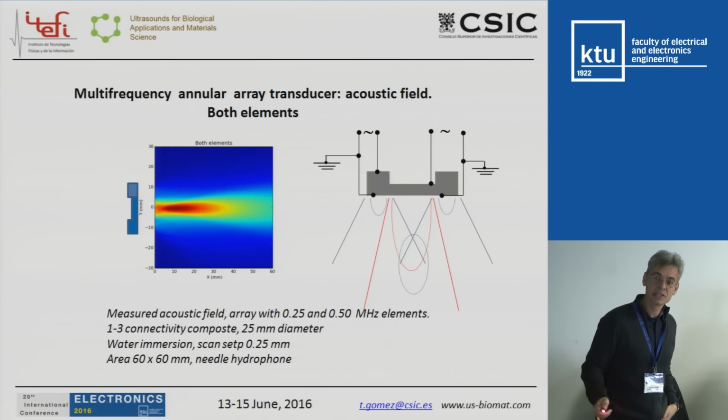So what we manage is that in this region of the space we will have the radiation of both elements, and we will combine both frequencies here. So in this part of the space, we will have this huge bandwidth I showed you before.